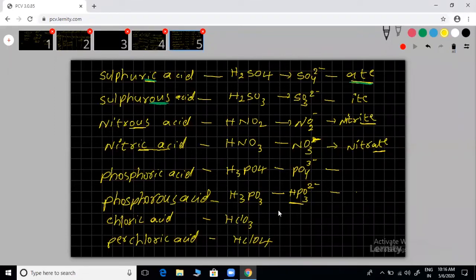Next. This is chloric acid, I have given already. Chloric acid, so this is chlorate. You can write ClO3 minus. This is chlorate. Okay, this is perchlorate, ClO4 minus. So the name is perchlorate.